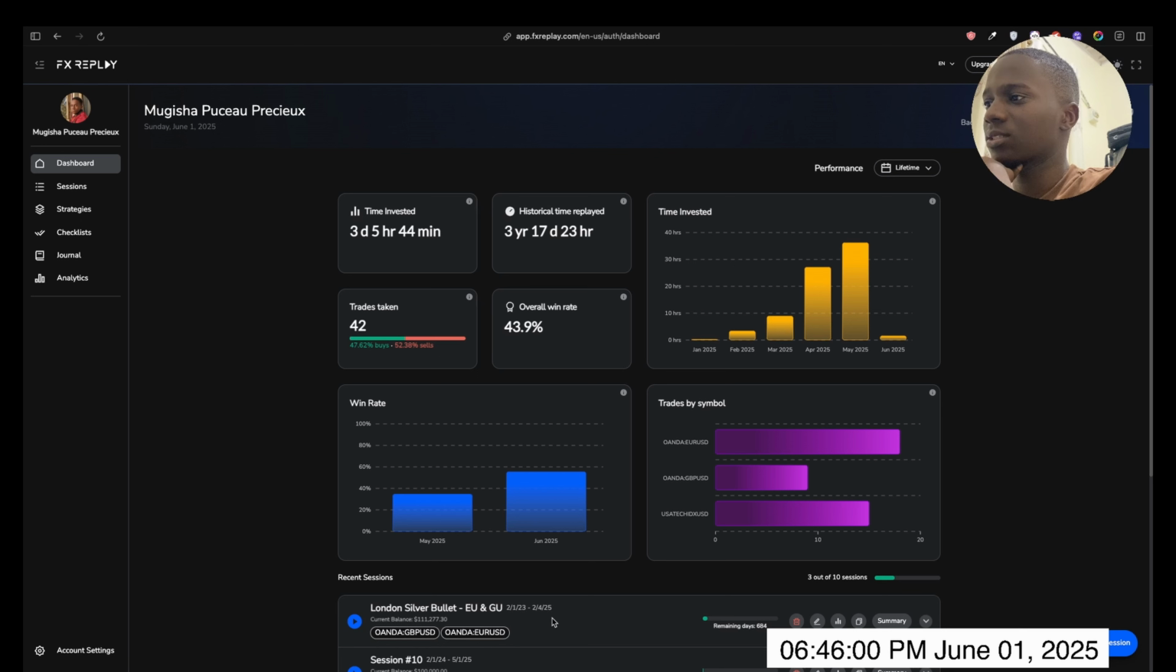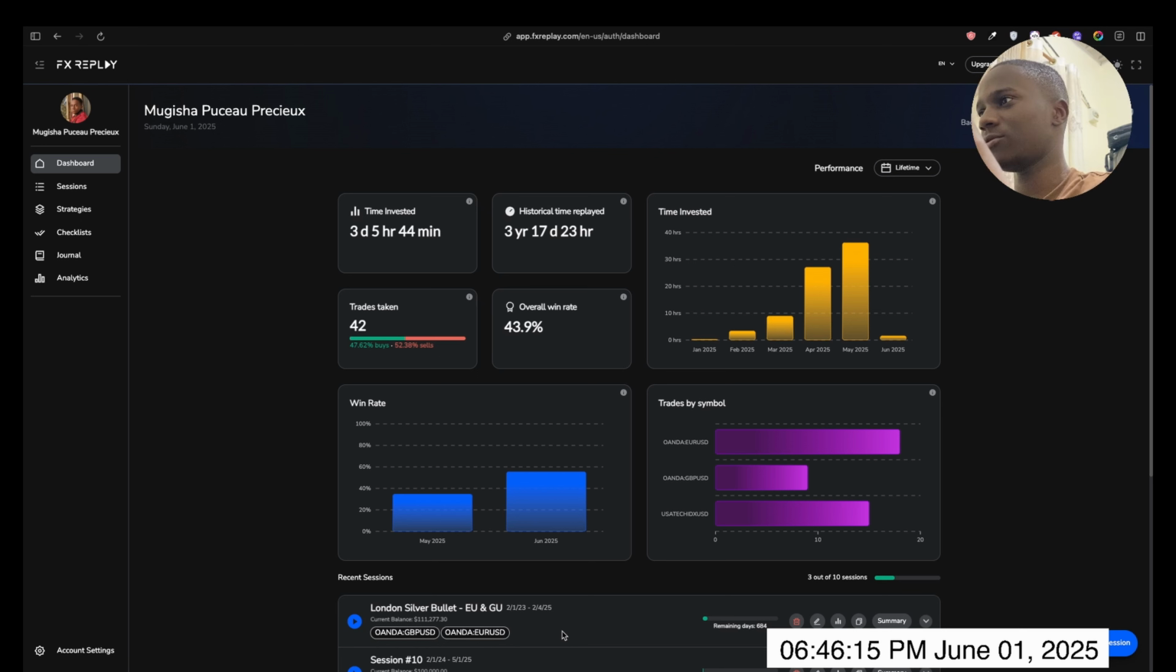So I'm going to backtest that and see how the Silver Bullet behaved in the London session, and I'll be using the EU and GU pairs mainly. And yeah, I think that's all. I just want to measure the win rate of London.